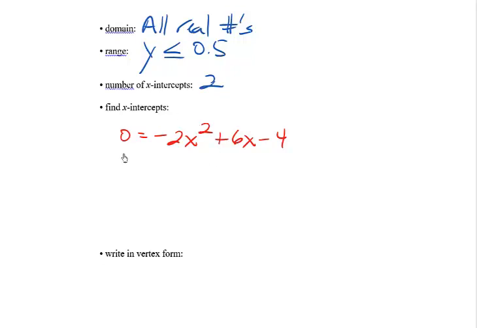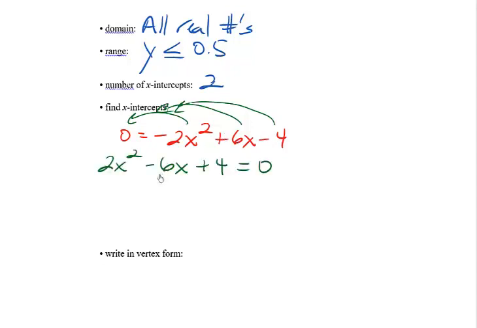Step 1 is get a 0 on one side. I do have that already, although I notice that the lead coefficient over here is negative, and I never really like that, so to make my life a little easier I'm going to take all of these terms and move them to the other side, which really will just change all of their signs. So that gives me 2x squared minus 6x plus 4 equals 0. Then I start factoring. I do have a GCF, namely of 2, so let's pull that out. And then the rest of it is a trinomial. It looks like somebody's FOIL problem.